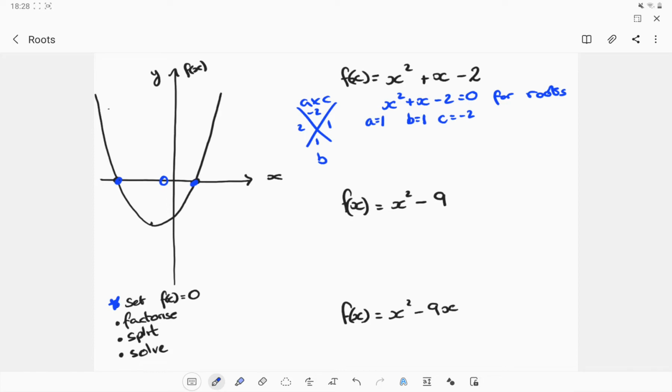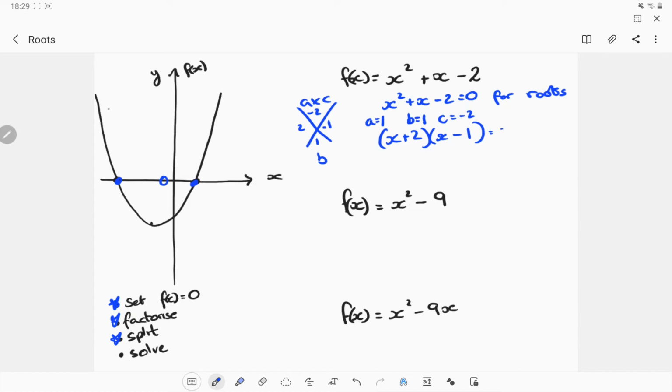Now, it wouldn't be possible if they're both positive. We're wanting them to multiply to give you a negative. So either 2 or 1 must be negative. Because the 1's positive, it means the bigger number is positive and the smaller one is negative. So 2 times minus 1 gives you negative 2. 2 take away 1 gives you 1. And you fill in your brackets. Plus 2, minus 1. You have factorized. Now the next step, we have factorized, we are on splitting.